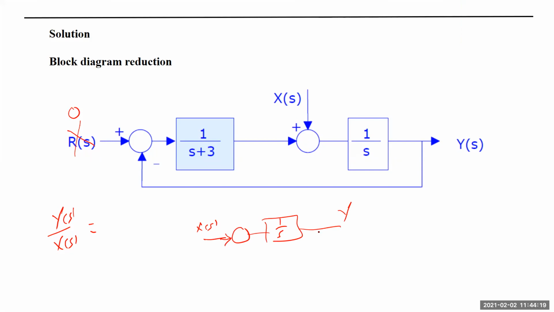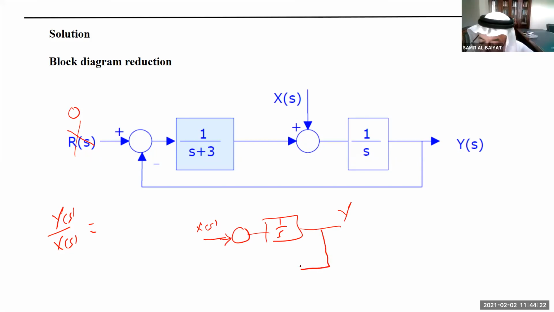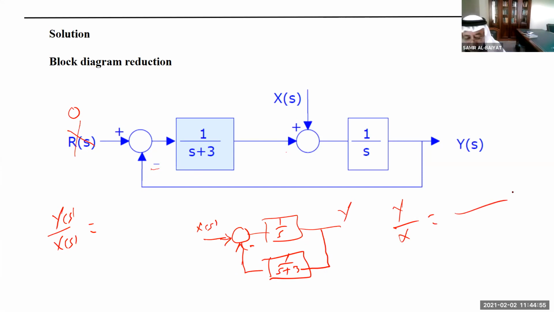Now, Y is fed back to this point, isn't it? I need the other point, so it will come in here. This is 0. So it is as if I'm multiplying 1 over s plus 3 by minus 1, or I'm taking this minus and putting it in here. So it's going to be minus. Can you do it now? What's Y to X equal to?